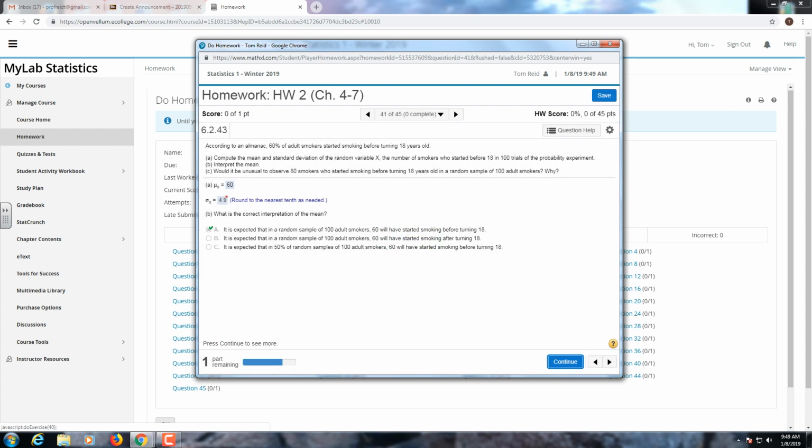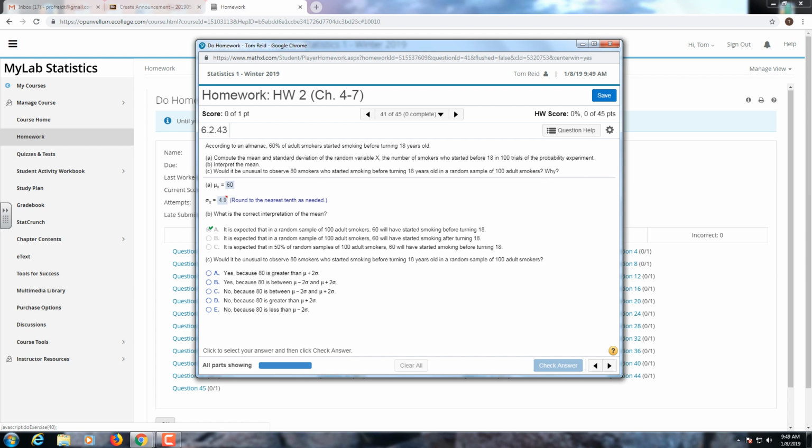Alright, now I can continue on to part C. Let's suppose I'm just lost. It would be better if we had done our notes and a little bit of studying before we jumped into the homework, but some people like to get rolling on the homework before they're really comfortable with the material. So let's say I'm really stuck on this one.